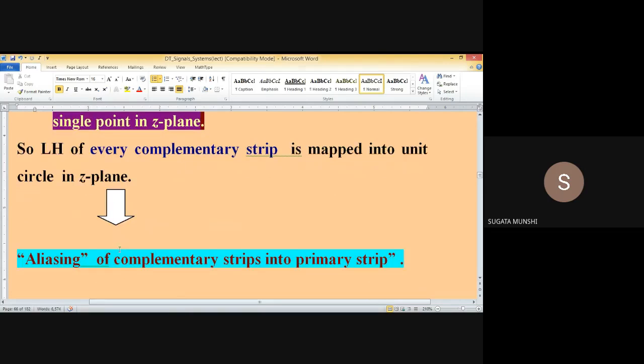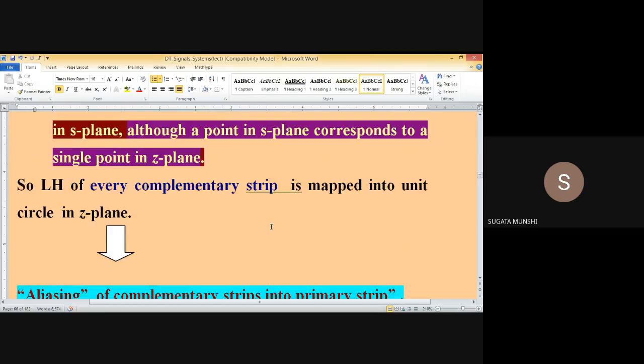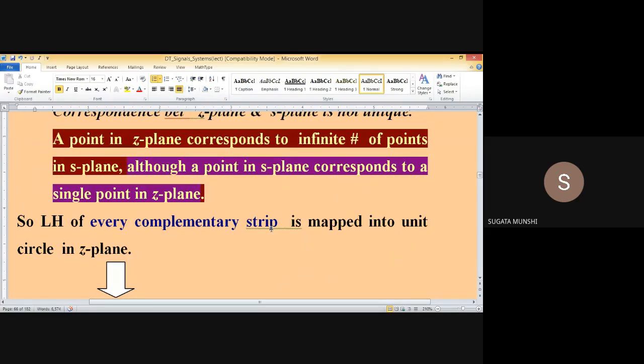So this is called the mapping of the left half of every complementary strip into the inside of the unit circle in the Z plane. That is referred to as aliasing of complementary strips into the primary strip. So these are all manifestations of the phenomenon of aliasing.